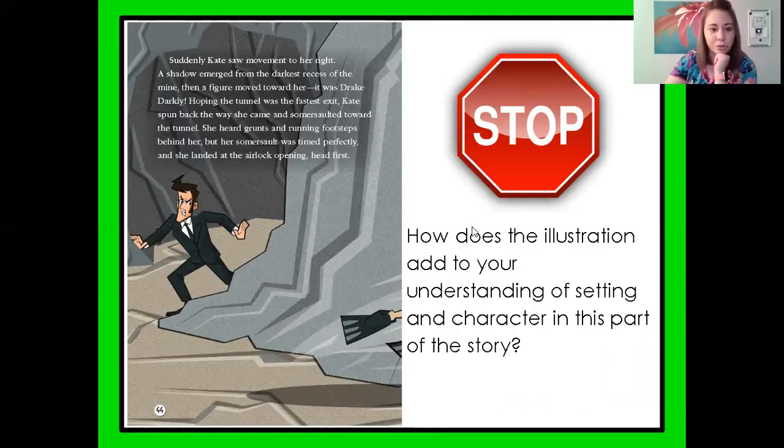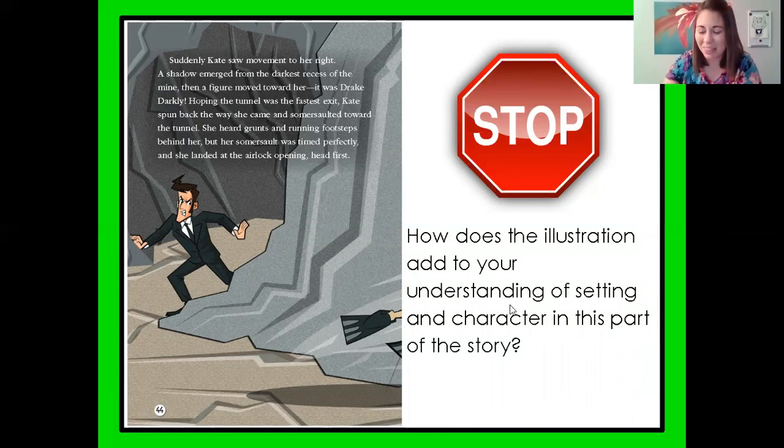So let's continue reading. Suddenly, Kate saw movement to her right. A shadow emerged from the darkest recess of the mine. Then a figure moved toward her. It was Drake Darkly. Hoping the tunnel was the fastest exit, Kate spun back the way she came and somersaulted toward the tunnel. She heard grunts and running footsteps behind her, but her somersault was timed perfectly, and she landed at the airlock opening, head first.